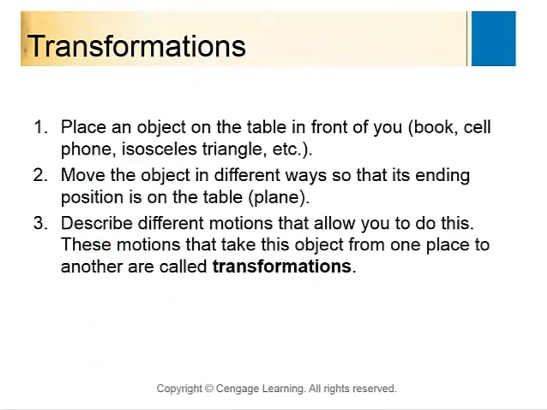For a transformation, if you'll take some sort of object such as a book, put it in front of you, and move the object in different ways so that it's still on the table, meaning it's still on the plane, this is going to describe a transformation. So we're looking at two-dimensional transformations is what that's trying to say to you. So we can't move it higher or lower on a z-axis, just in an xy plane.